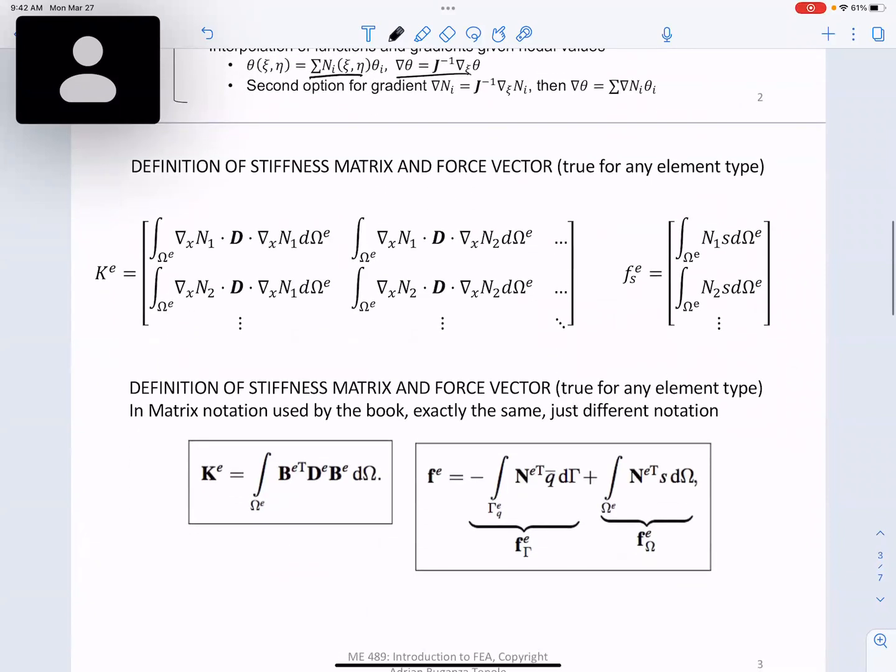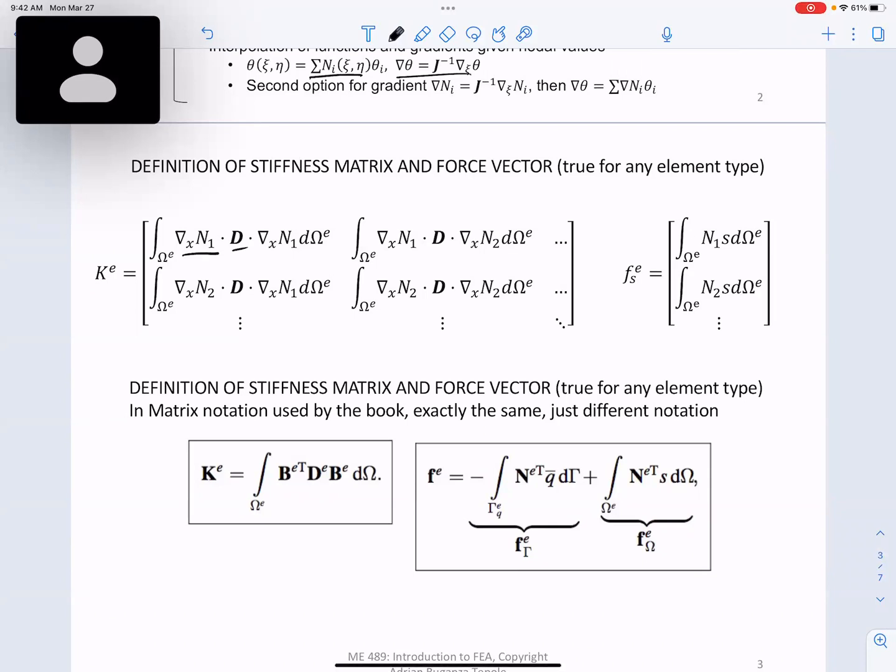So the stiffness matrix ends up looking something like that, where you have gradient of the shape functions, and you basically just have all combinations, right? So you have gradient of the first shape function times D or K.